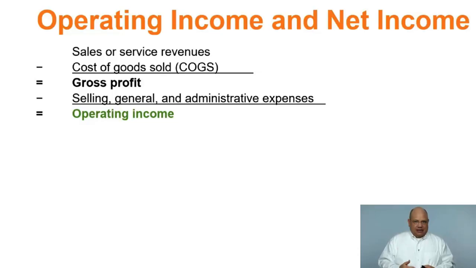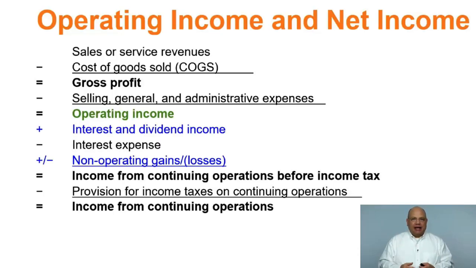From operating income, we've got a few other items. We're going to add interest and dividend income. Okay? We're going to subtract interest expense, and then we're going to add or subtract any non-operating gains or losses. And so the interest and dividend income and the non-operating gains and losses are not part of operating income, but we'll see they are part of earnings before interest and taxes. Okay, but we'll get to that. We'll see if this breaks out.